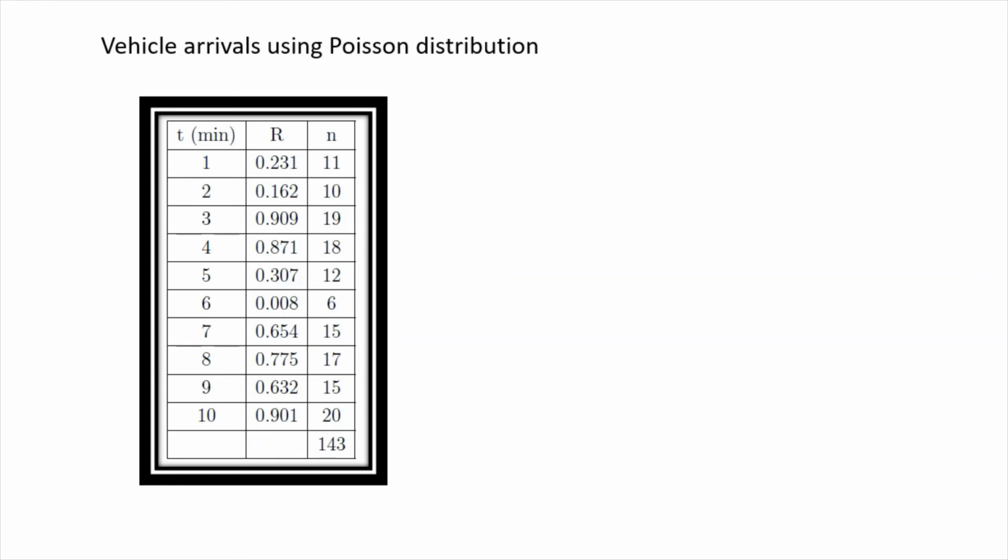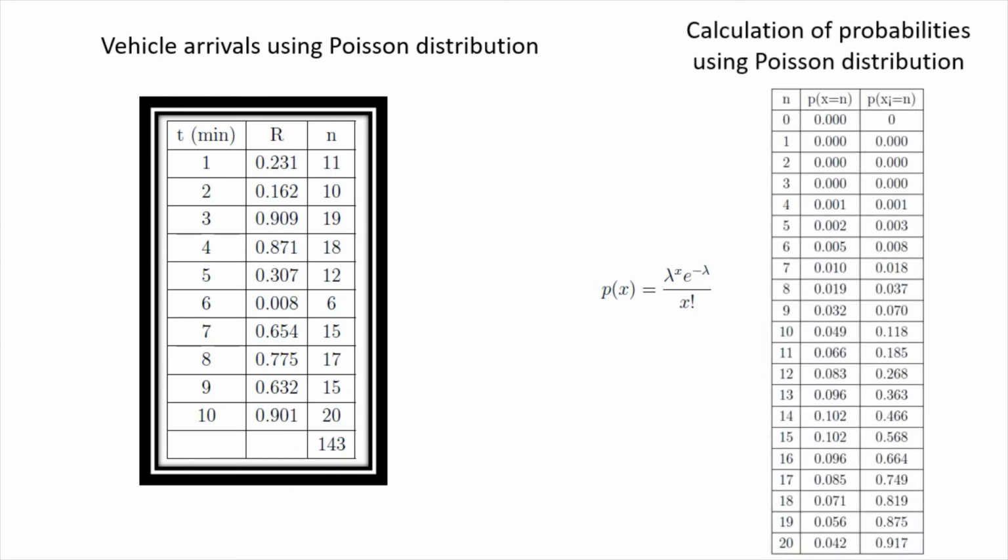For that, for every minute of scan interval, we can generate a random number. A random number usually varies from 0 to 1. According to the random number, we need to get how many vehicles are arriving based on the Poisson distribution. So this is the probability density function of Poisson distribution, and we can use this to get how many vehicles are arriving.